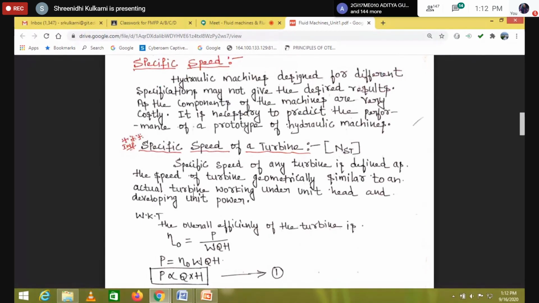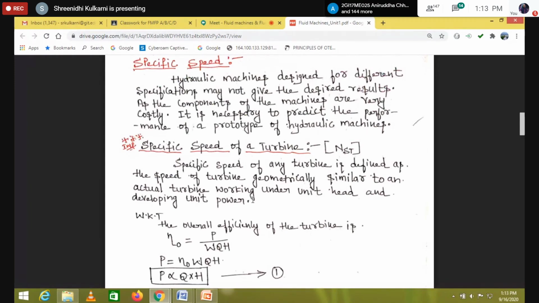Suppose I consider our lab. In our lab we have a Francis turbine, Kaplan turbine and Pelton wheel. Got it? So whatever the speed of the turbine in our lab, it is geometrically similar to an actual turbine. Actual turbine means the ones in the power stations, working under unit head. So here H is 1, and whatever power is developed is a unit. So that we can call it the specific speed of a turbine.